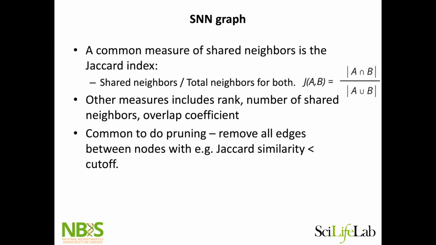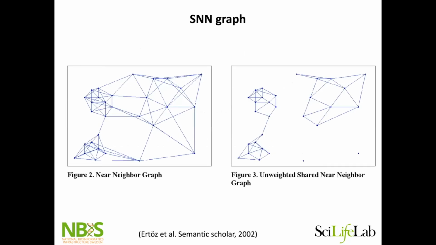I should also mention, maybe I'll come to that later, sorry. As I said, we can do pruning. We can remove edges if the Jaccard similarity, or whatever measure we're using, is lower than a cutoff that we defined. So in this example, it's a shared nearest neighbor graph with pruning.